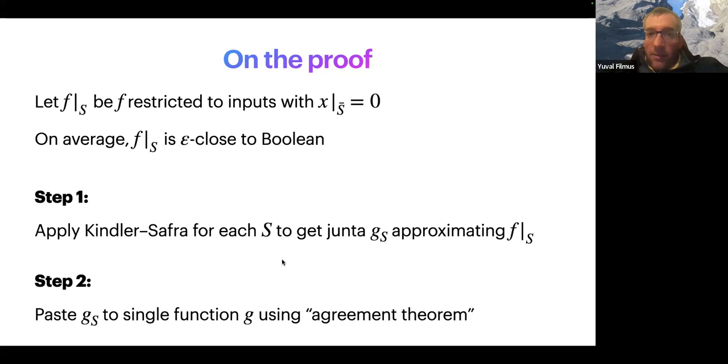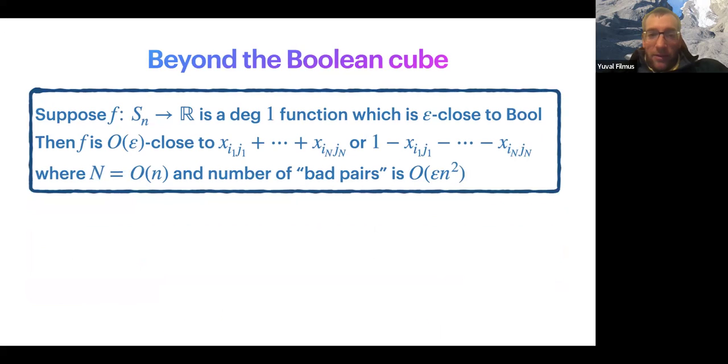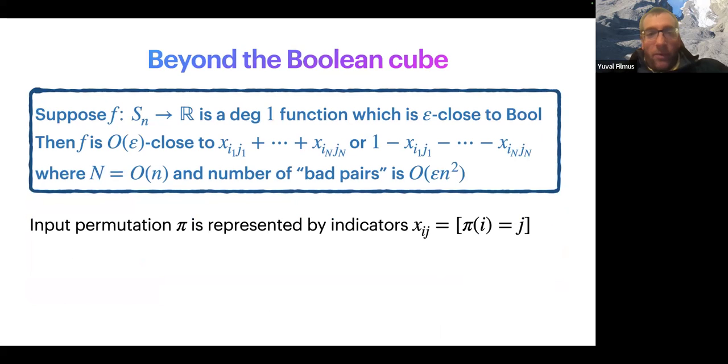Let me just close by very briefly mentioning that the same sort of approaches described in this talk can also be used to prove results on other domains, for example, on the symmetric group. On the symmetric group, you can think of the input permutation as represented by these indicators x_ij. These are Boolean variables that indicate whether the permutation maps i to j. And a function is degree 1 if it can be written as a linear combination of these x_ij's.